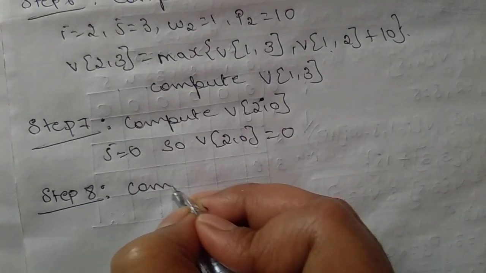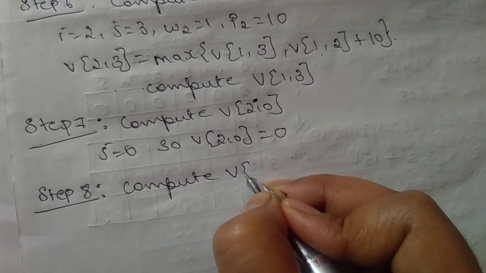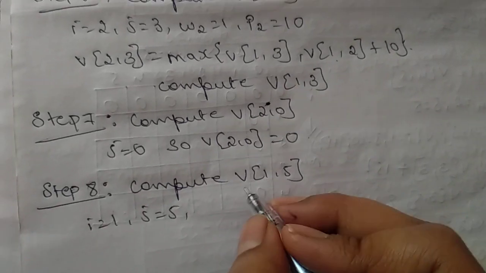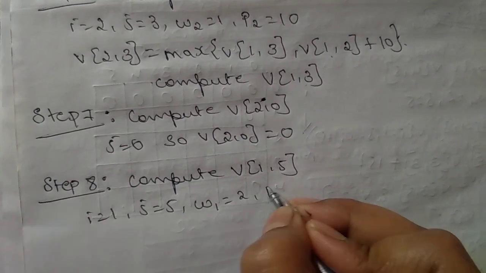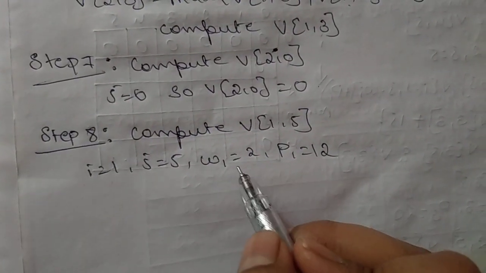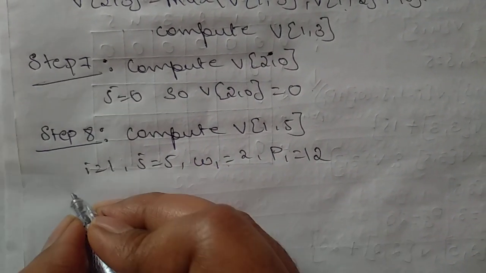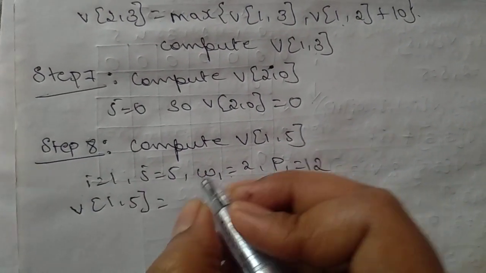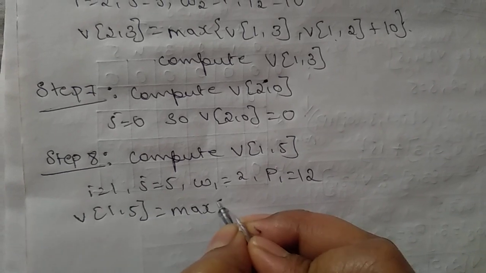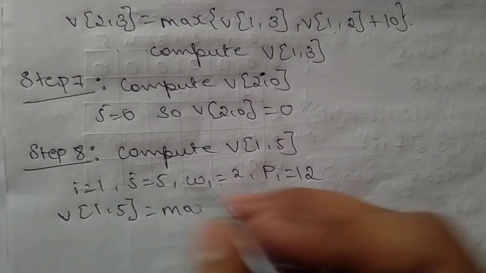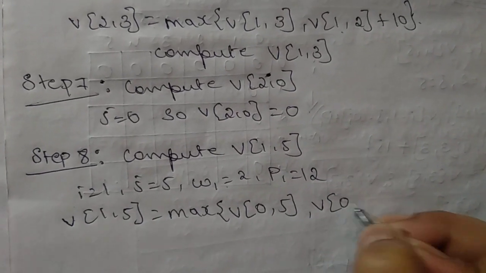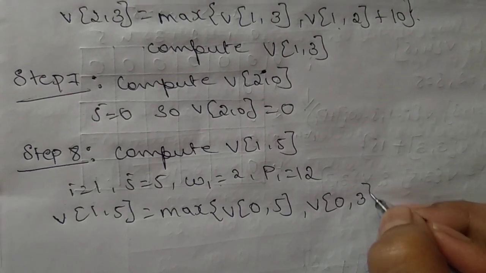Step 8, compute v of 1 comma 5. i is equal to 1, j is equal to 5. i is equal to 1 means w1 is equal to 2 and p1 is equal to 12. I'm taking from the table, the question table, don't get confused. Here w is again less than j. So v of 1 comma 5 is equal to max of v of 0 comma 5, and v of i minus 1 which is again 0, 5 minus 2 which is 3, plus profit 12.